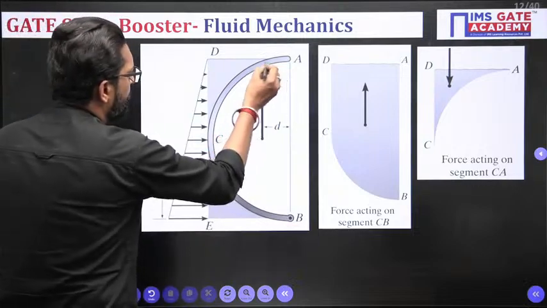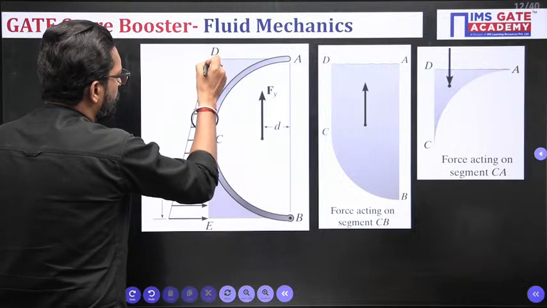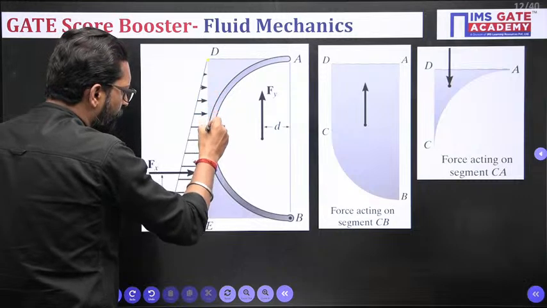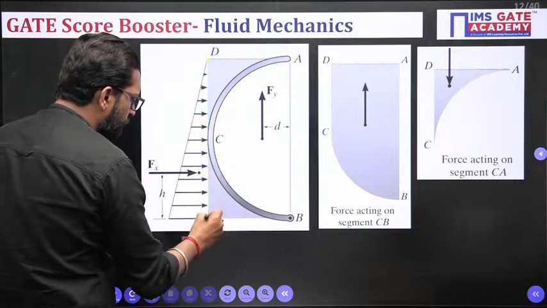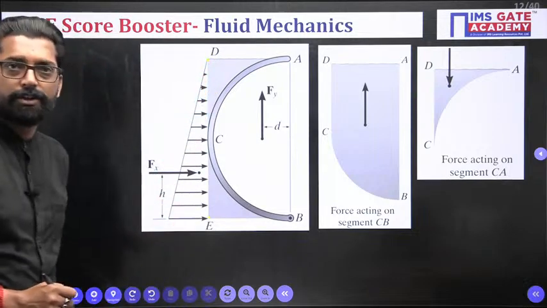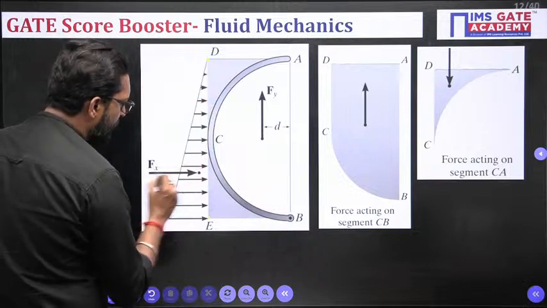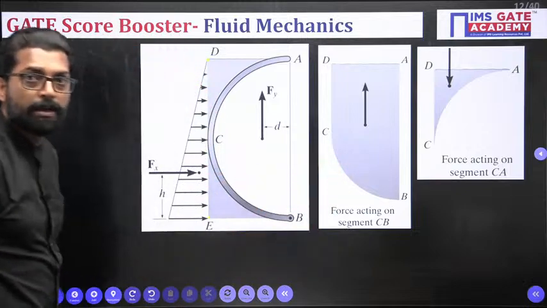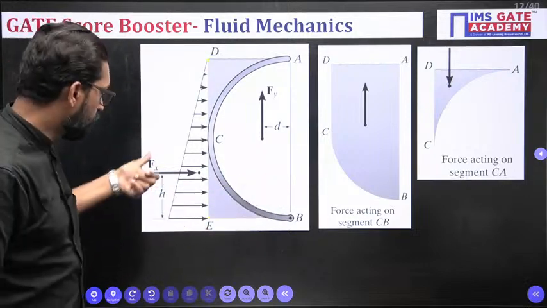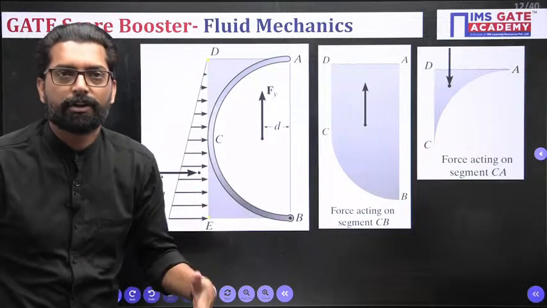On this plate there is a fluid. Let's suppose this is your fluid. At this point the pressure is 0. And if you move deeper and deeper inside the fluid, we know that the pressure will increase. So at this point the pressure is higher. This is your pressure triangle. This pressure triangle will produce a net force in the x direction. That is your net force in the horizontal direction, F H net, the horizontal component of the net hydrostatic force.